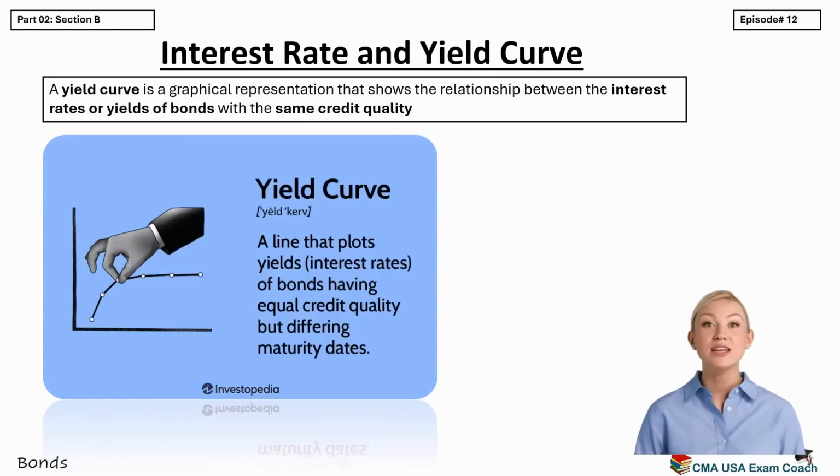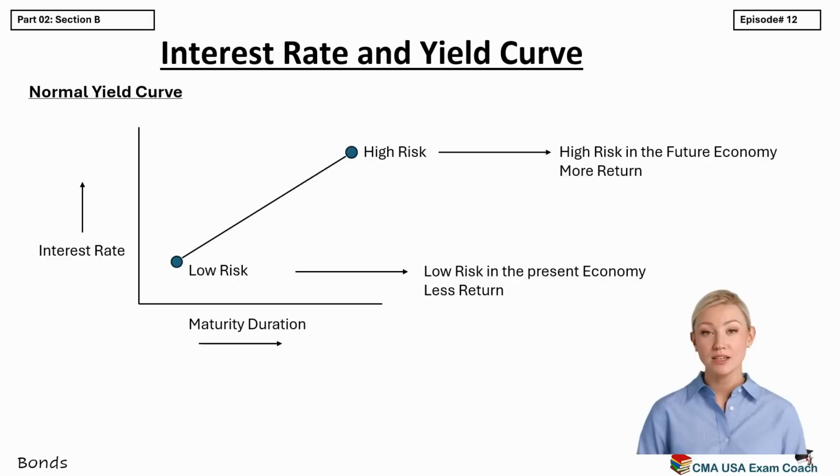Now, based on economic conditions, investor expectations, and monetary policy, this curve can take different shapes. Each shape gives us a clue about where the economy might be headed. There are 4 common types of yield curves, each with its own meaning. 1. Normal yield curve, also known as an upsloping yield curve. This is the most common shape. It occurs when longer-term bonds have higher yields than shorter-term bonds. The curve rises from left to right.